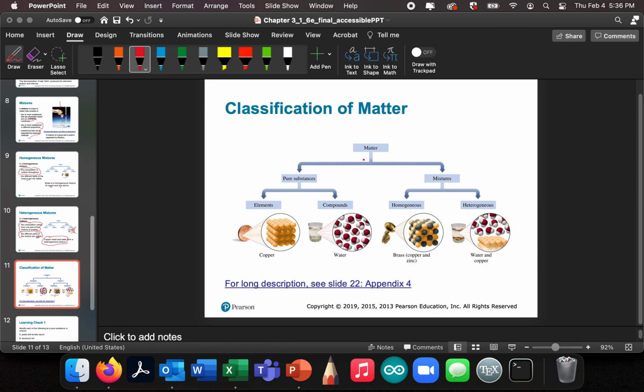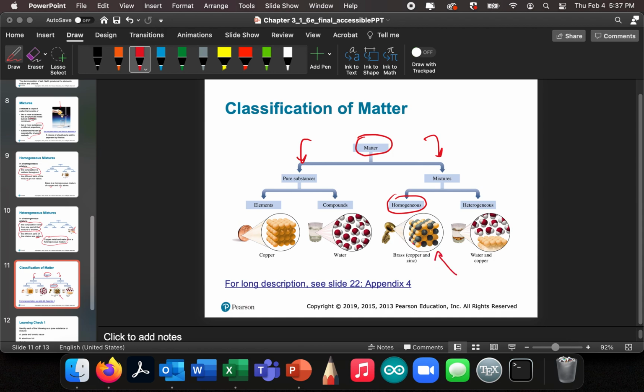All right, so first of all, you have matter, and you either have mixtures over here or pure substances. Pure substances are either elements or compounds, and mixtures are either homogeneous, where they're the same all the way through, or heterogeneous, where you can tell. When you've got a heterogeneous mixture, you can tell by looking at it.